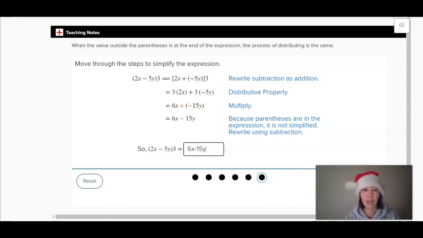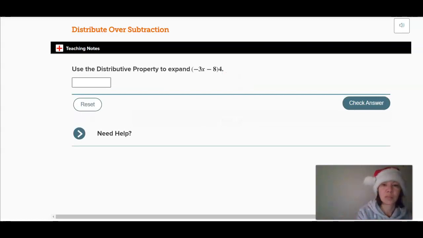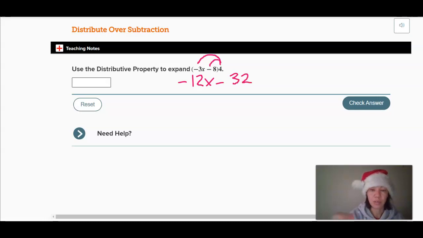Now we don't need to write all these steps necessarily. So if we look at another example, we can do this fairly quickly. I'm just going to multiply 4 times this and 4 times this. So what's 4 times negative 3x? That would be negative 12x. We just multiply the numbers and then the x comes along with. And then 4 times negative 8 is negative 32. So basically you're just multiplying each of these numbers by 4. So you guys pause and try the check problem in the middle of page 238.